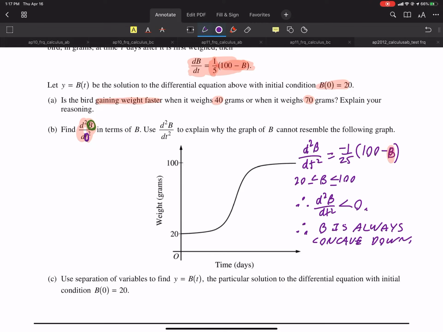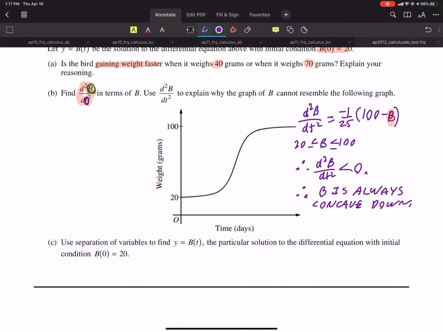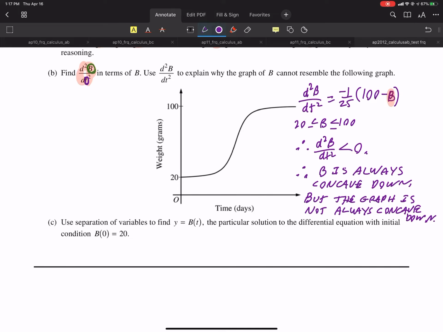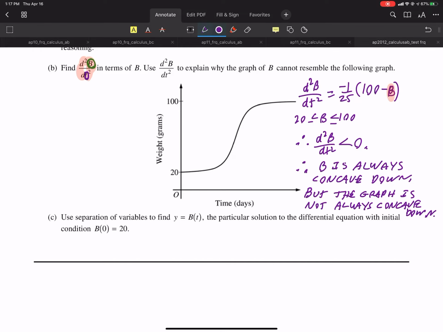But if you look at the graph, clearly it's not always concave down. But the graph is not always concave down. All right, that is part B. We have one more part to do, part C.